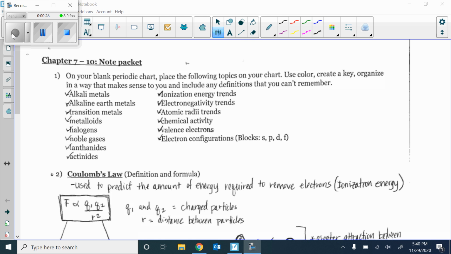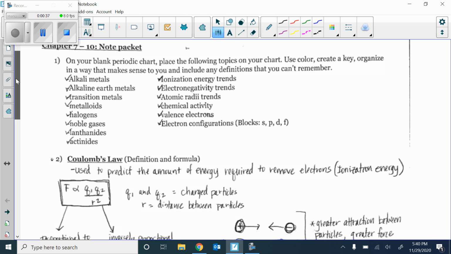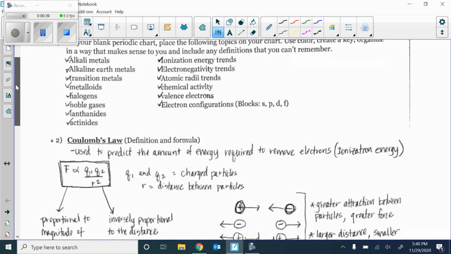So the first thing you see here is your blank periodic chart. I will have that on Schoology, so you can take a look at mine and make sure that yours looks similar. And remember, as usual, if you have any questions on any of those terms, make sure you bring them to my attention.